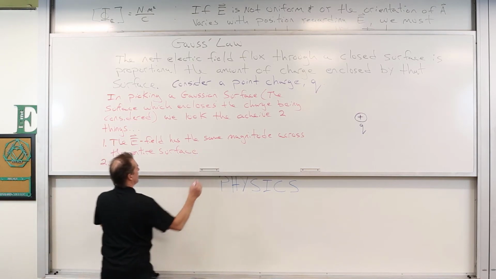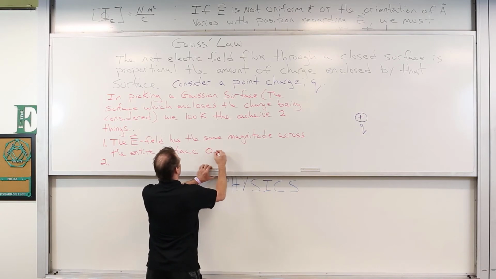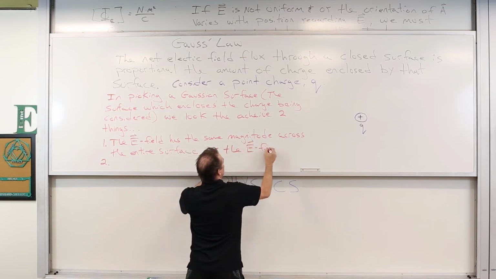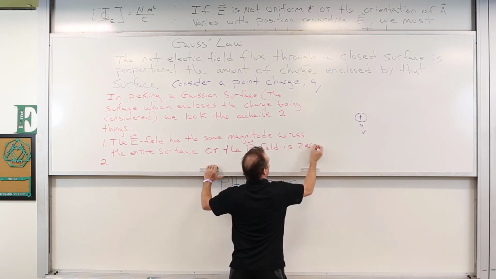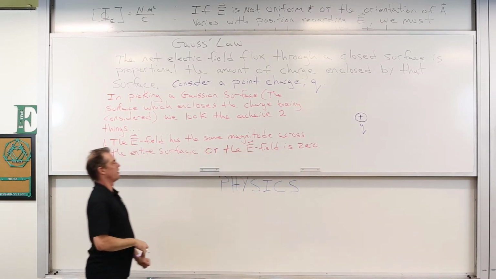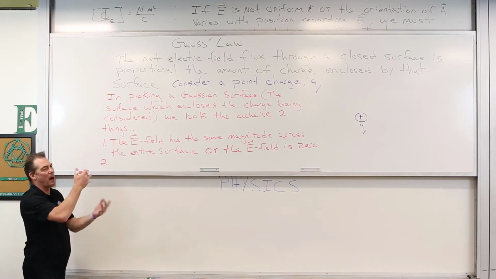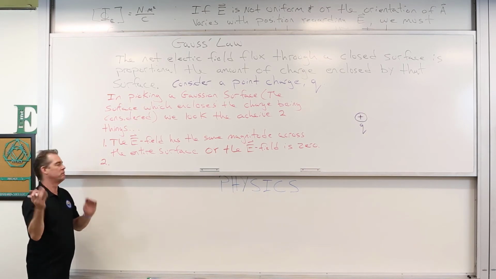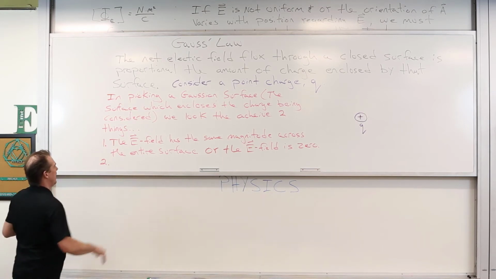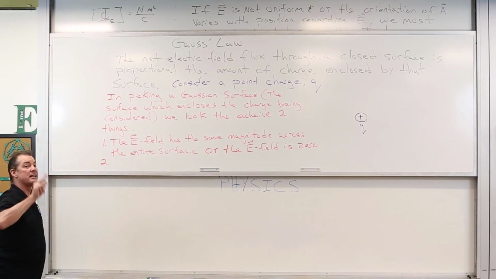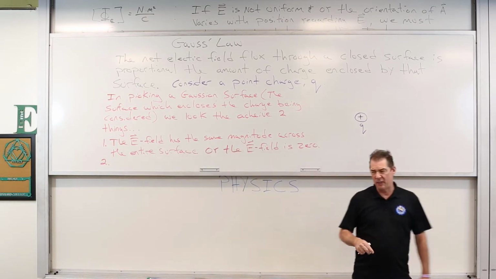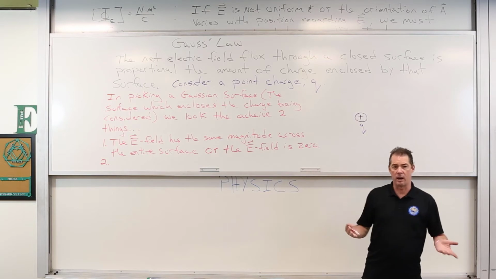There's a little extra here: or the field is 0, because we can have composite surfaces like a cylinder, the top of the cylinder, the bottom of the cylinder, and then the cylindrical shell. Anyways, that's just a little extra tidbit there. Number two is that there is the same orientation with respect to the electric field and the area vector across the surface.